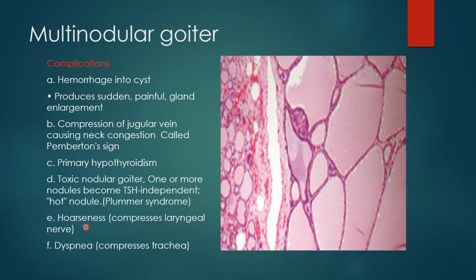Multinodular goiter also causes compression of the laryngeal nerve some of the time, which results in hoarseness of the voice. Multinodular goiter may result in compression of the trachea, and this will result in dyspnea. So these are the most important complications which sometimes occur because of the presence of multinodular goiter.